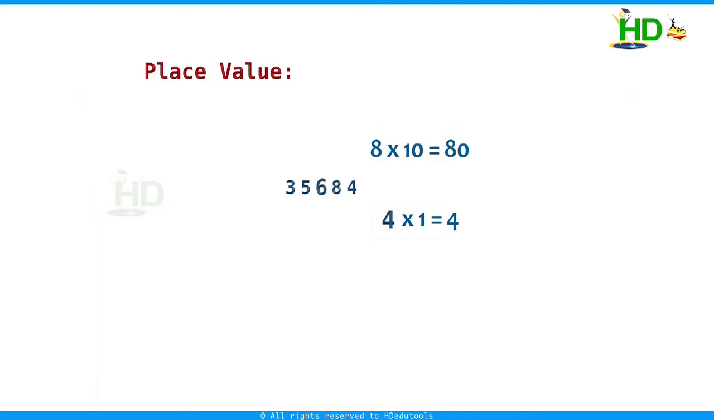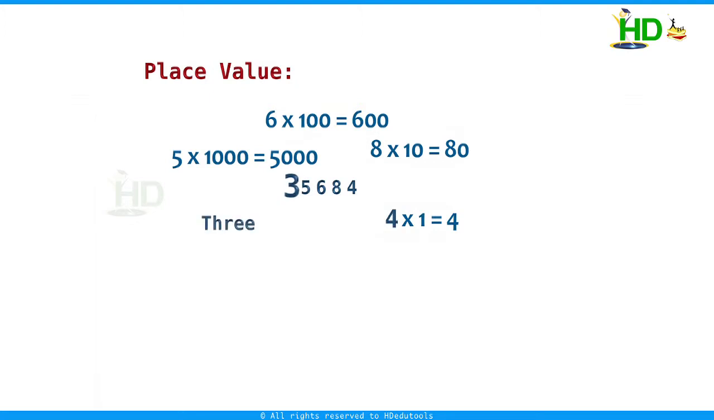Now what is the value of 6? Here 6 is in hundreds place, so its value is 6 into 100, that is 600. Now what is the value of 5? Here 5 is in thousands place, so its value is 5 into 1000, that is equal to 5000. Now what is the value of 3? Here 3 is in 10,000's place, so its value is 3 into 10,000, that is equal to 30,000. That is, the place value of a digit depends on the place it occupies in a number. But wherever the place may be, the face value of the digit never changes.